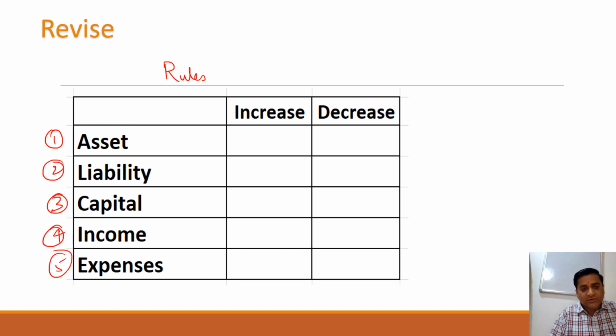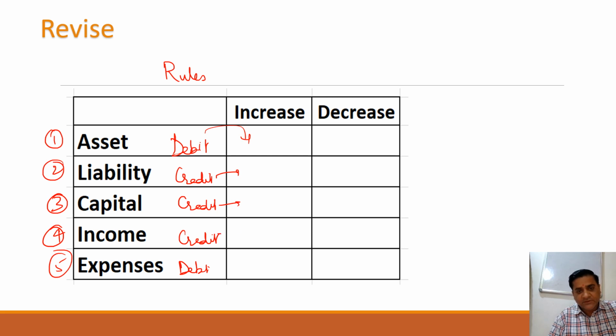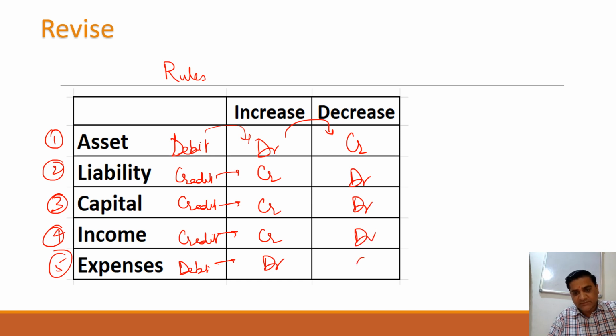Then we know by default the balance of this would be debit and this would be debit. All the others would have a credit balance. Whenever they increase, you need to repeat this. Repeat the same thing. How to repeat this? Debit, credit, credit, credit, and debit. When they decrease, the reverse of this. What is the reverse of debit? It's credit. What's the reverse of credit? It's debit.